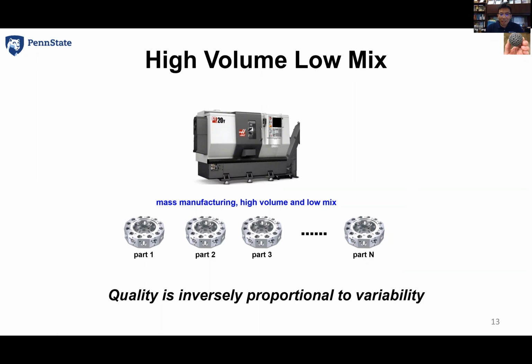So what is the quality challenge? What's the difference between traditional manufacturing and additive manufacturing? So traditional manufacturing, like the mass manufacturing, it's high volume, no mix. So high volume, no mix means you produce a lot of parts, they are identical to each other. So now, if the same process manufactures many parts, they are similar to each other, then for example here, part 1, 2, 3, 4, and to n.